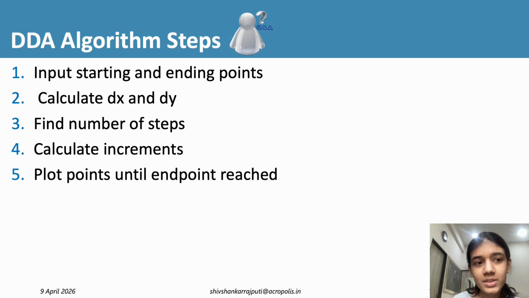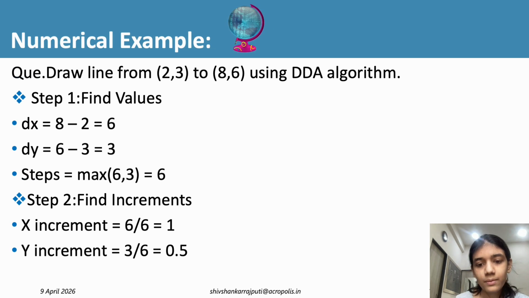Now the DDA algorithm steps are as follows. We find the inputs. We are given the starting and ending points. We calculate dx and dy. We find the number of steps. We calculate increments and plot points until the endpoint is reached.